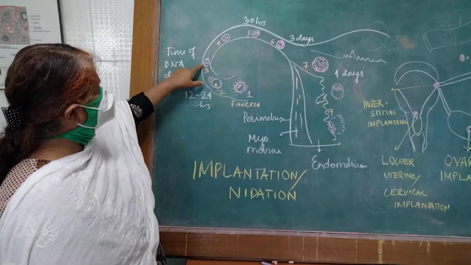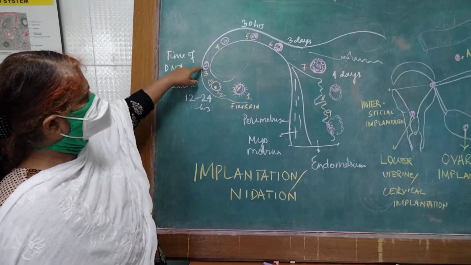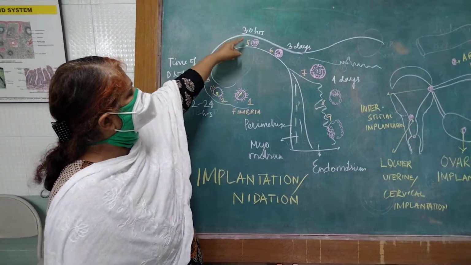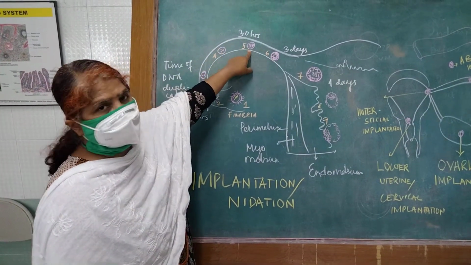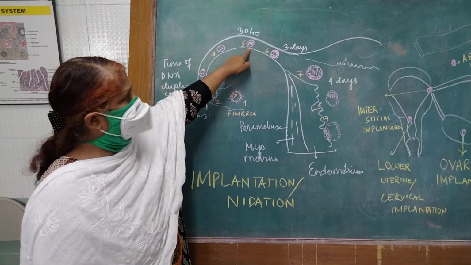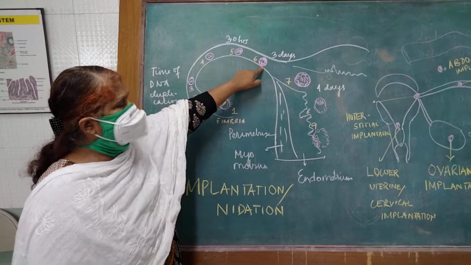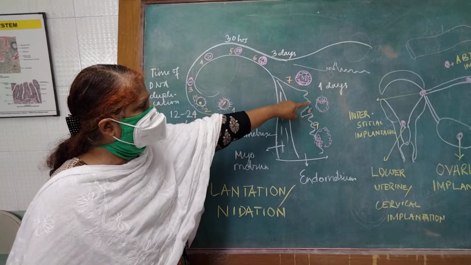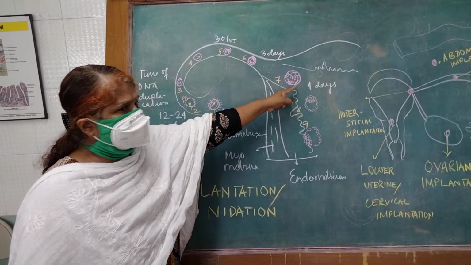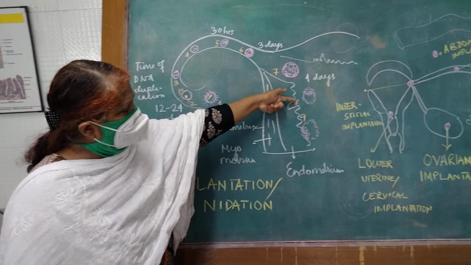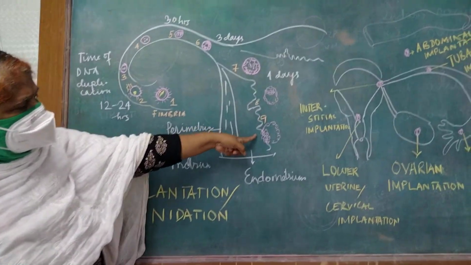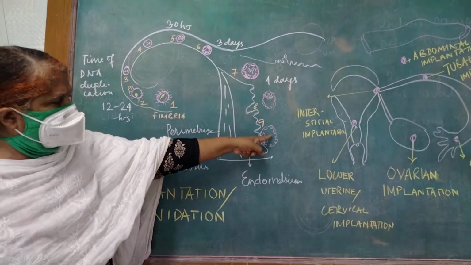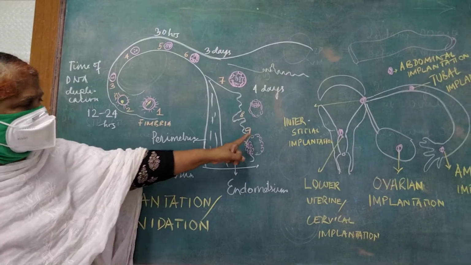Then we will see the third stage where the DNA duplication takes place. The fourth, within 30 hours, is the second cell stage formation in the uterine tube. Then within 3 days, there is 8 cell formation. Ultimately, we will see 7 to 8 days, that is the 60 cell stage, and then at 8 to 9 days it will puncture the endometrium and the fluid will accumulate within this. This is a blastocyst formation.